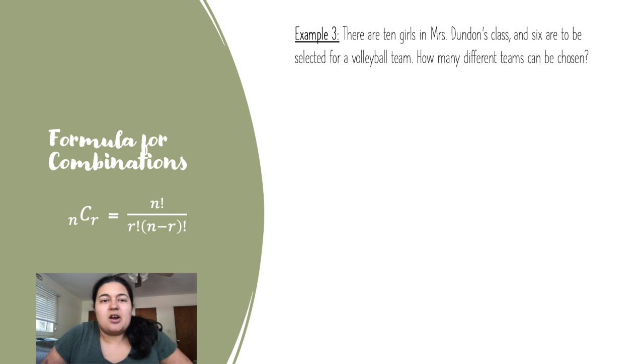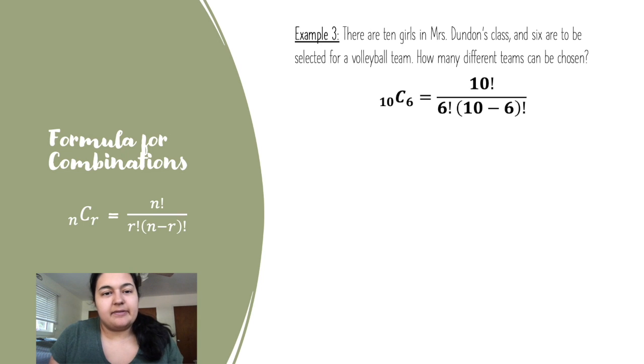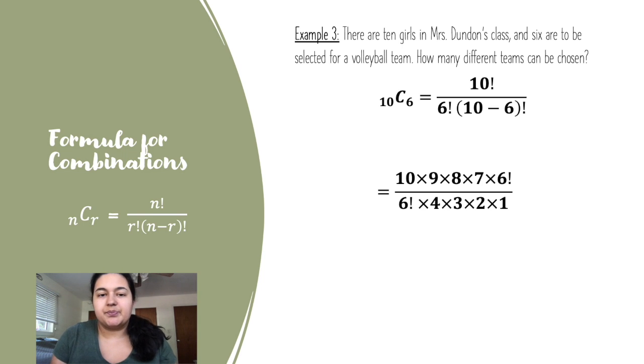Okay, let's take a look at our third example. There are 10 girls in Miss Dundon's class, which we know that's not true. But anyway, for the sake of the problem, there are 6 to be selected for a volleyball team. How many different teams can be chosen? Okay, well, no order doesn't seem to matter there, so let's plug this into our combination formula, which is right there on the left. Okay, we have 10 girls, that's our n, and our r is 6, because that's how many we are selecting. So we have 10 factorial over 6 factorial times 10 minus 6 factorial.